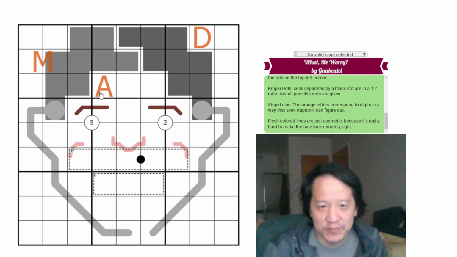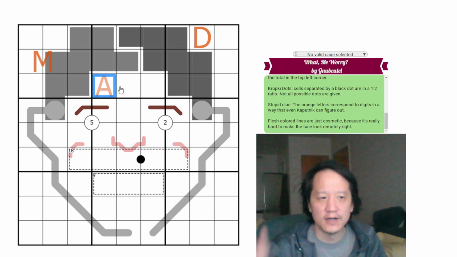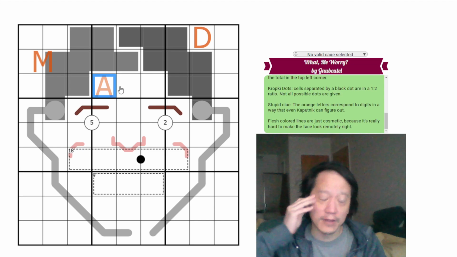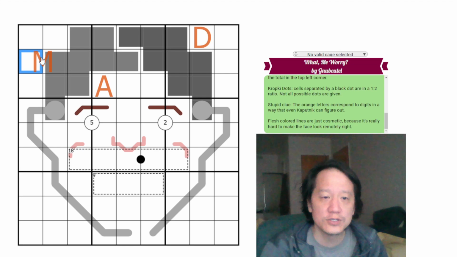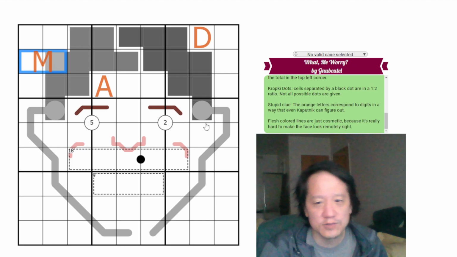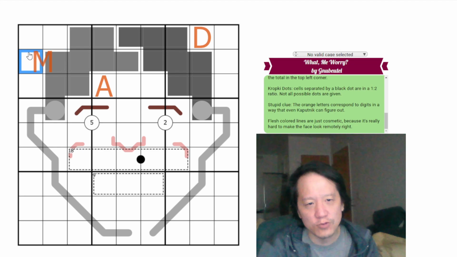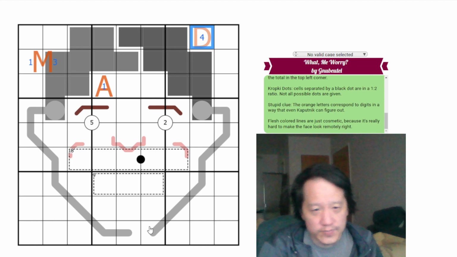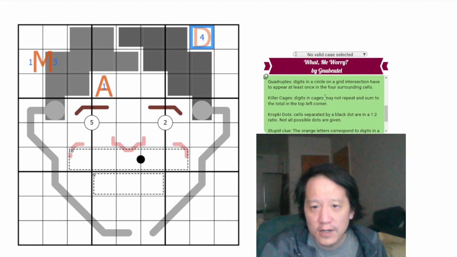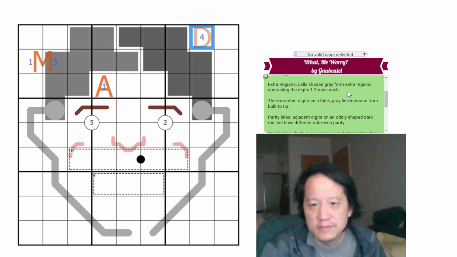Okay. I'm guessing that this has to be 1, 3, and this is 1, and this is 4, because it corresponds to the positioning of the letter in the alphabet. So A is obviously first, D is fourth, M is 13th. So my guess would be that this is 1 and 3, this is 1, and this is 4. Thermometers. Let's do the thermometers.